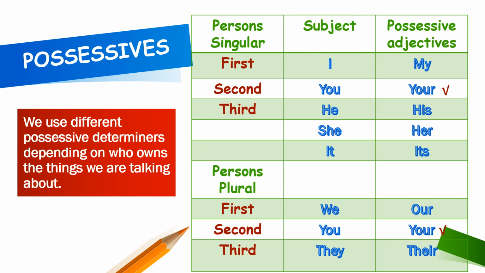Dear students, today we learned about three main types of determiners: articles, demonstratives, and possessives. We will learn more types of determiners in my next lecture.